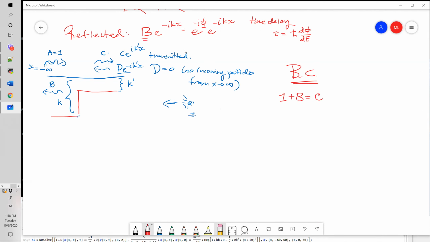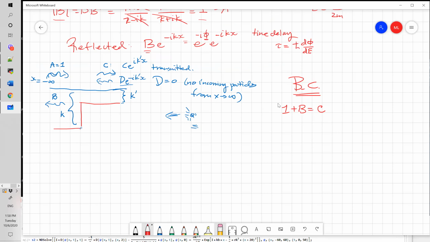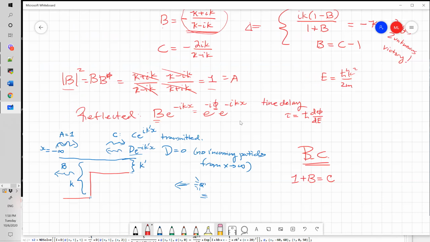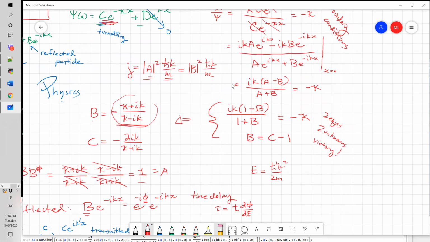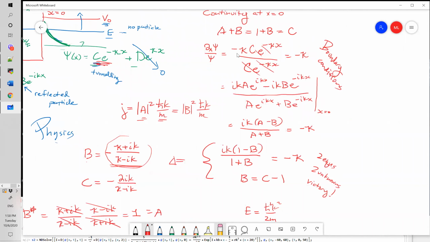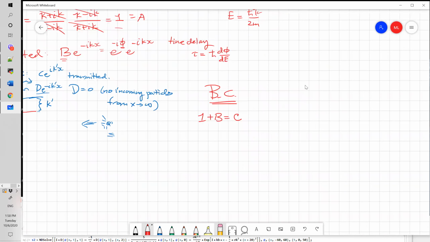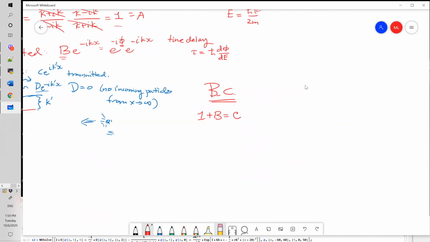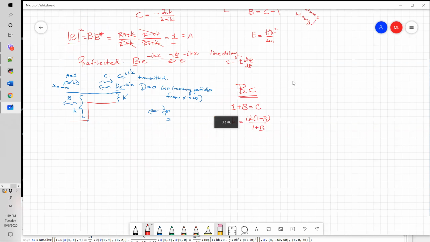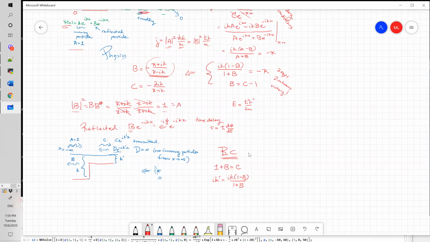I'm not going to work out the details here, but I can assure you that it's exactly the same as before, where you take the logarithmic derivative, except instead of minus kappa, which we had for the exponentially decaying solution, now we just have i k prime. And so the continuity of the logarithmic derivative tells you that i k prime is i k times 1 minus b over 1 plus b. It's identical really to what we had before. I can even show you the other one so you can compare.